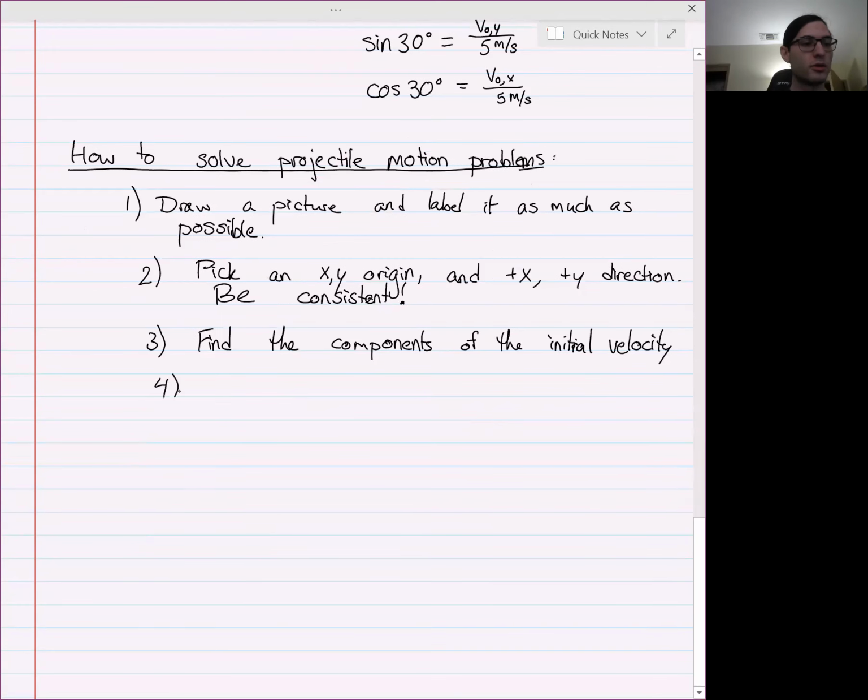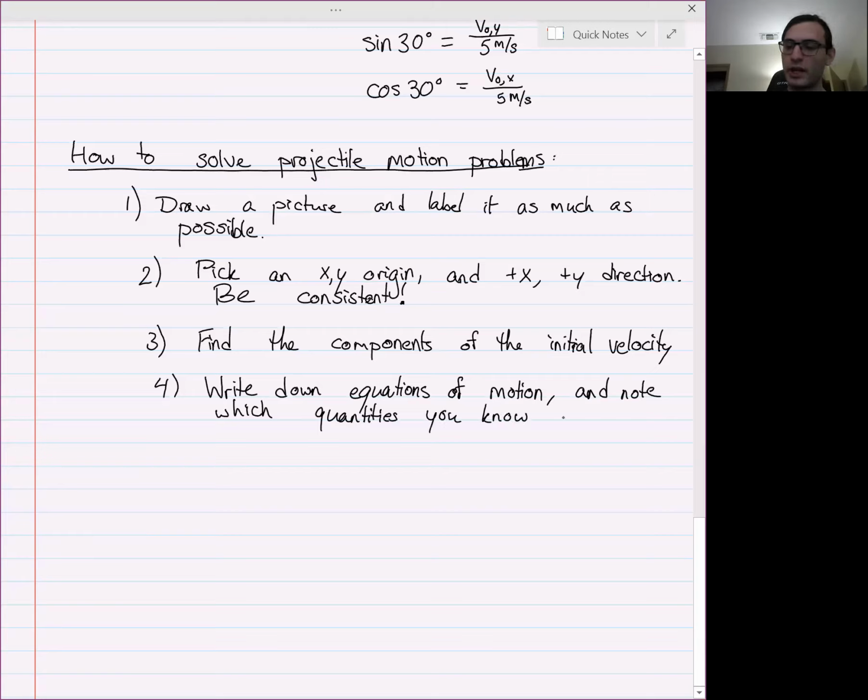Step 4, write down the equations of motion. These are the equations that I outlined above. Sometimes those equations of motion will be different depending on if you choose a different coordinate system. And note which quantities you know and which you don't. Some people like to circle the ones that they do know and box the ones that they don't. Doesn't matter to me.